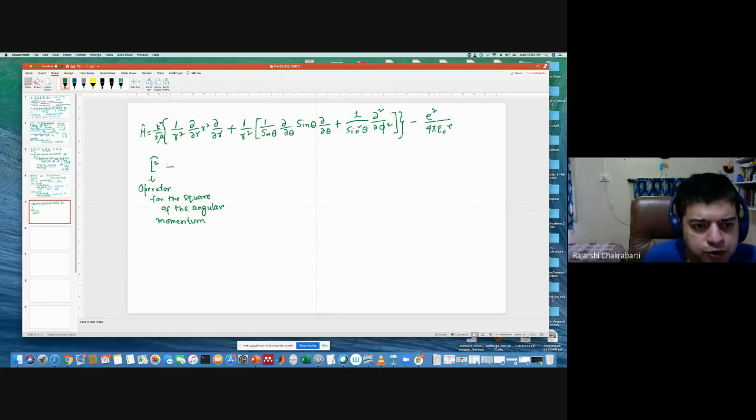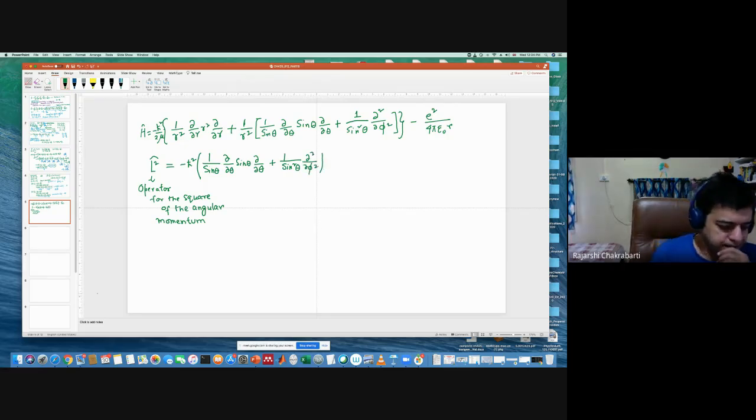And this one, if you do the algebra, I'm not going to do it. If you do the algebra, you will see this is nothing but h cross square, 1 by sine theta del theta sine theta del theta. This I don't expect you to remember, but if you do the algebra, you'll get it.